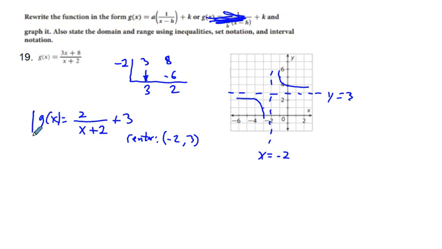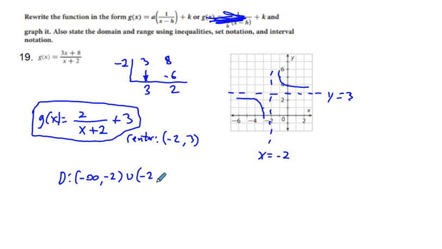And then last we have domain and range. Just to save time, I'm just going to use the interval notation. Our domain is going to be negative infinity to x equals negative 2, union negative 2 to infinity. Our range is going to be negative infinity to y equals 3, union 3 to infinity.